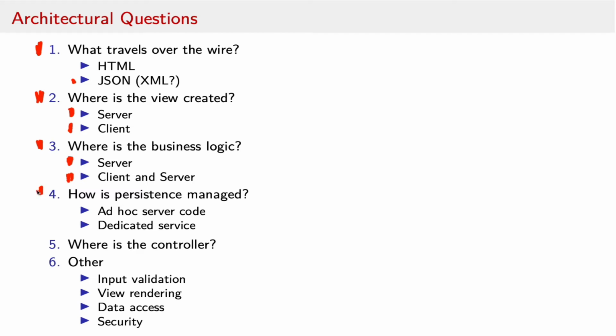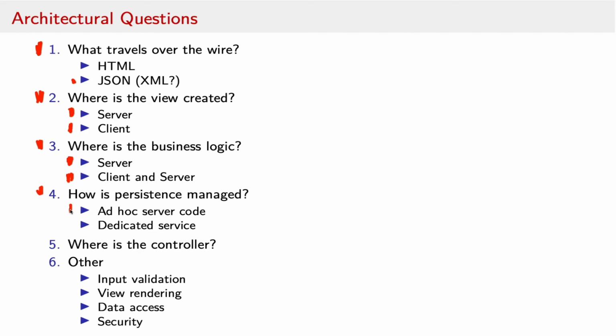Fourth, we want to think about how persistence is managed. When I talk about persistence or data persistence, what I mean is the way in which the application stores data that needs to stay around over a longer period of time. So we're not thinking about things like session cookies or those types of things. We're thinking about account data, purchase data, product information, catalog data, and those sorts of things.